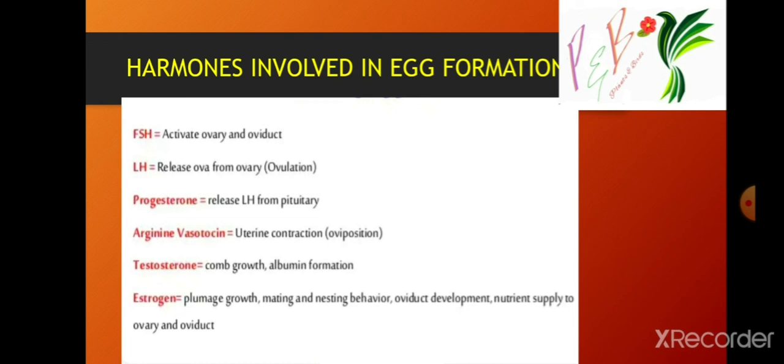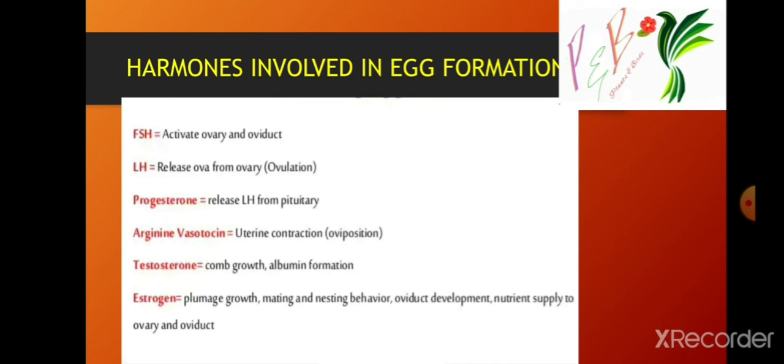Progesterone releases LH from the pituitary, so that the ova can be released. Next, arginine vasotocin. Arginine vasotocin will increase uterine contraction during oviposition. In laying, when the egg is ready to be laid, the uterine contraction is done by arginine vasotocin.